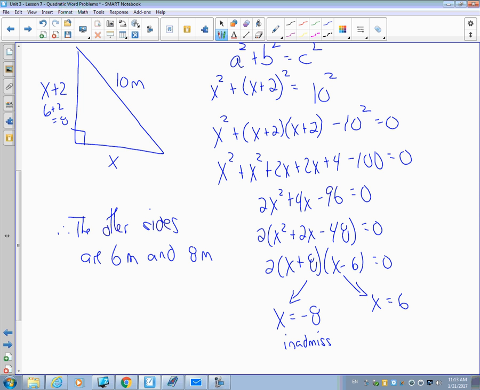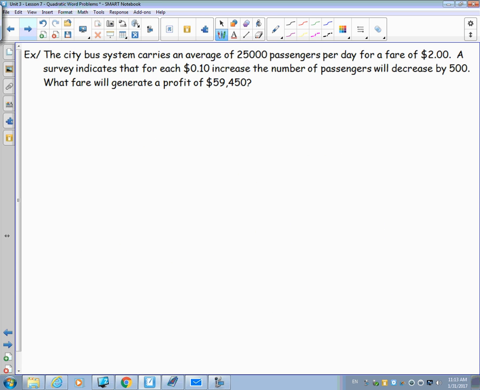Let's go one more. Money problems. Money problems are something we spent a lot of time on in grade 10. We did them in a variety of ways. We actually did them in this unit 2 when we talked about optimal values. So reminders, our revenue is always equal to the price times the number of sales.